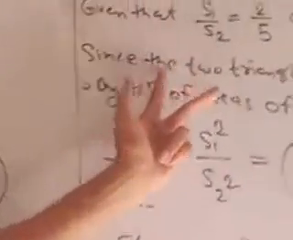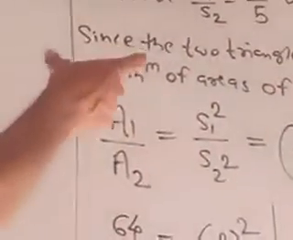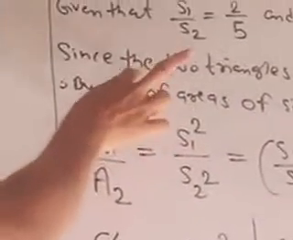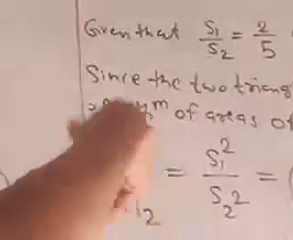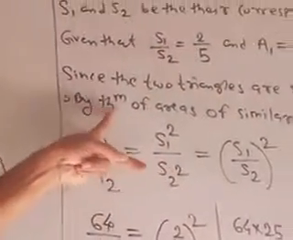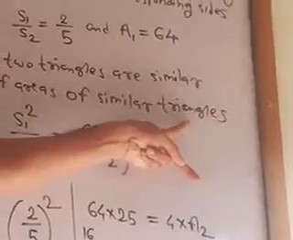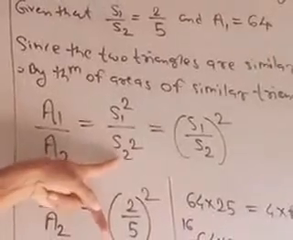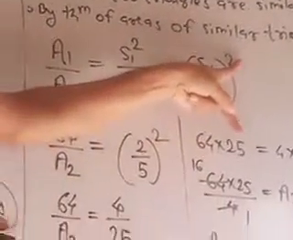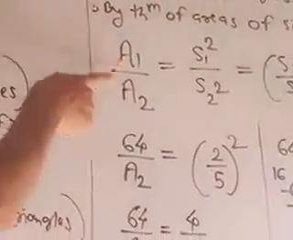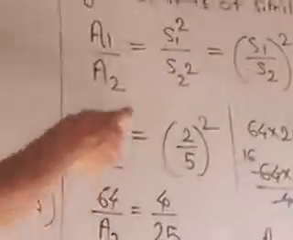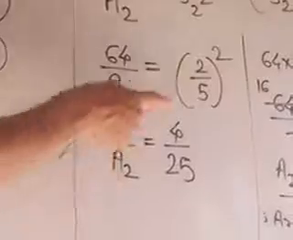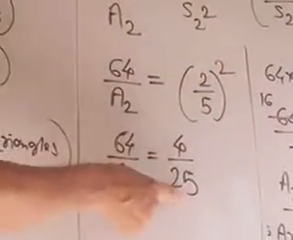Since the two triangles are similar, we can use the theorem. What is that theorem? The ratio of areas of two similar triangles is equal to the ratio of the squares of their corresponding sides. So by the theorem of areas of similar triangles, A1 upon A2 equals S1 square upon S2 square, that is, S1 upon S2 whole square. Then put the values. A1 is given as 64, A2 we have to find, S1 upon S2 is 2 upon 5 squared. So 64 upon A2 equals 4 upon 25.